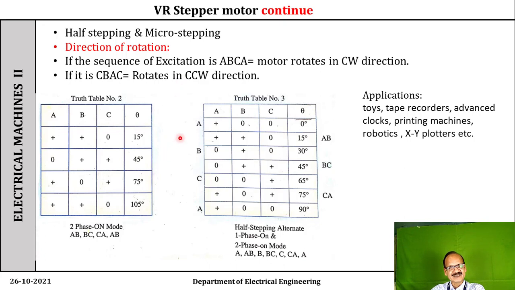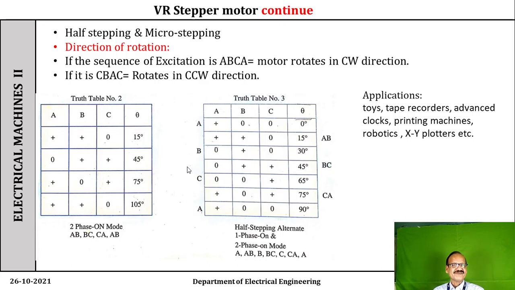Then later on, keep the current in B phase constant, say 5 milliampere, and go on decreasing the current flowing through coil A in the same steps up to a zero value. You will get micro stepping, and in this way we can obtain the step angle of 1.8 degree also. Generally used stepping angles are 1.8 degree, 2.5 degree, 7.5 degree, 15 degree, etc.